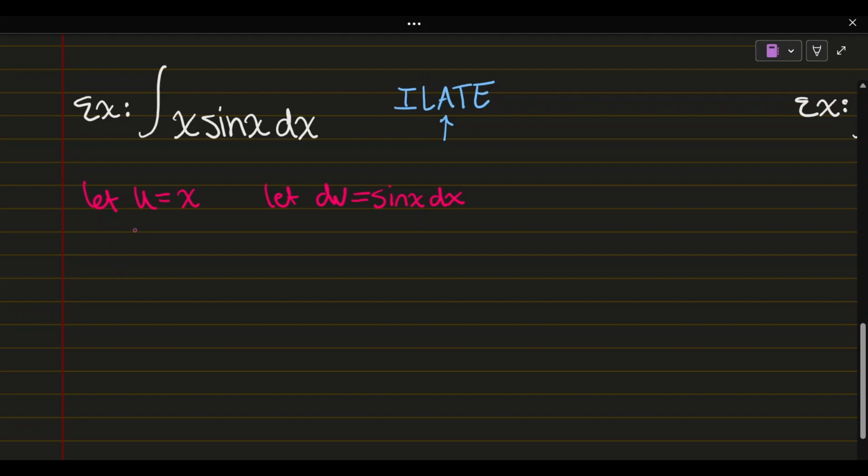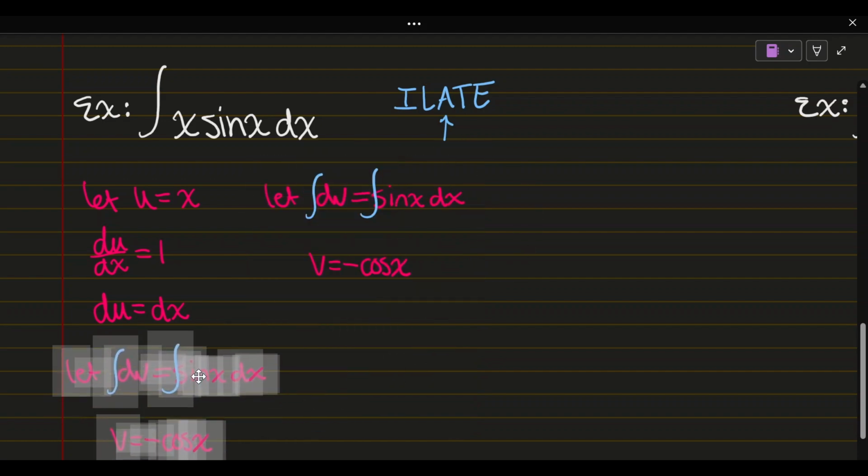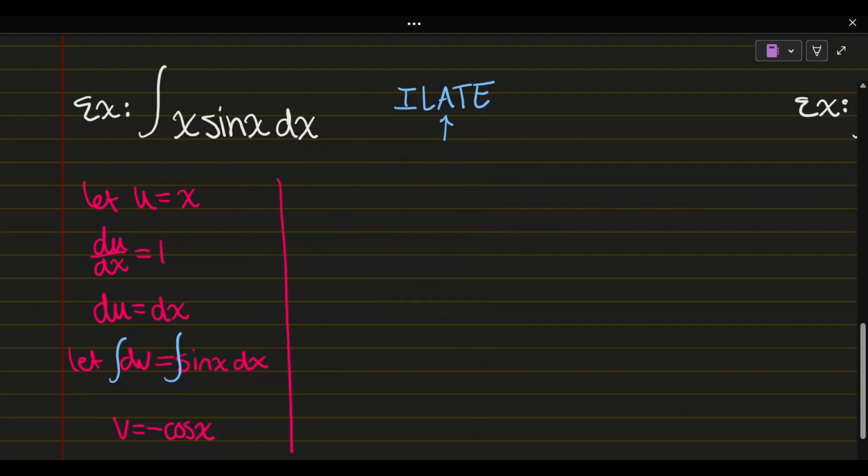So letting u be x, we have that du by dx is equal to 1. This tells me that du is equal to dx. Okay? Now having dv equal to sine x dx, I can integrate both sides. So integrating this will give me that v equals negative cosine x. And we can omit the constant of integration for the purpose of doing integration by parts. So next what we do, let me go ahead and move this over here, is we're going to apply the formula.